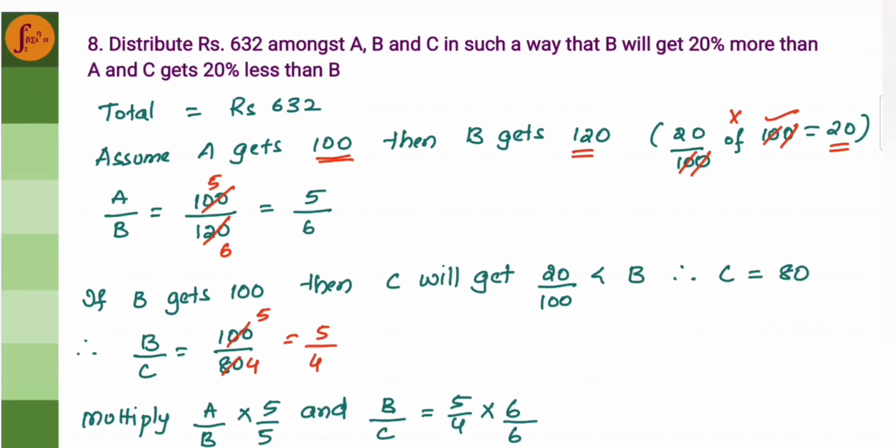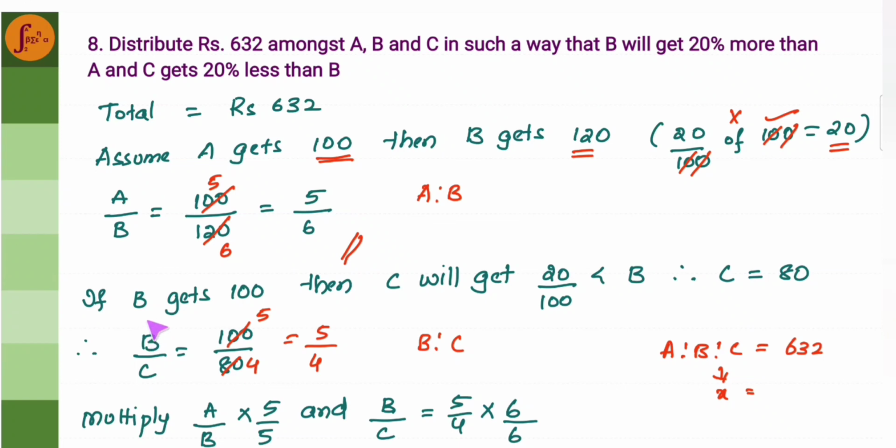So now we'll have to find A is to B. I told you earlier, whenever you get a problem where you have to distribute or divide amongst different parts, then you will have to find A is to B, B is to C, then finally find A is to B is to C, and then equate it to 632 and find the X value. Same method everywhere. Just remember this method. So A is to B, you will divide, A is 100, B is 120, you will get 5 is to 6.